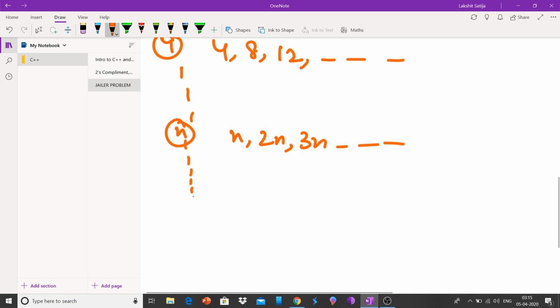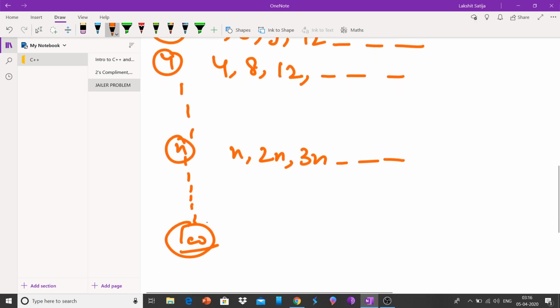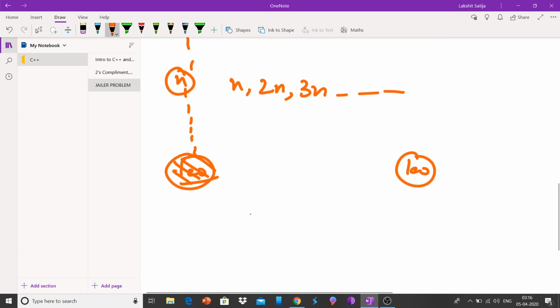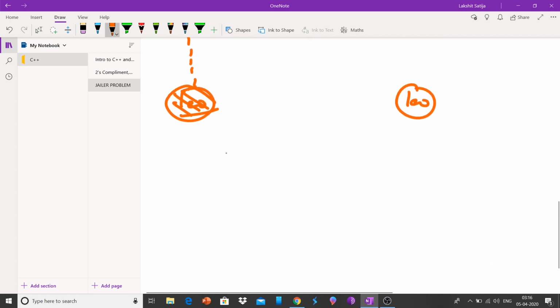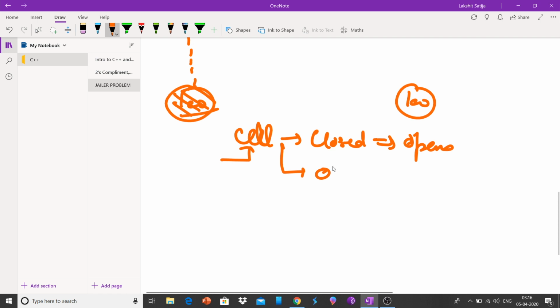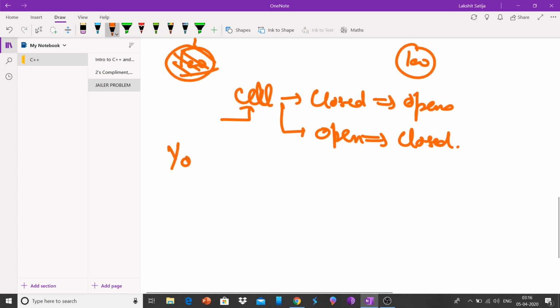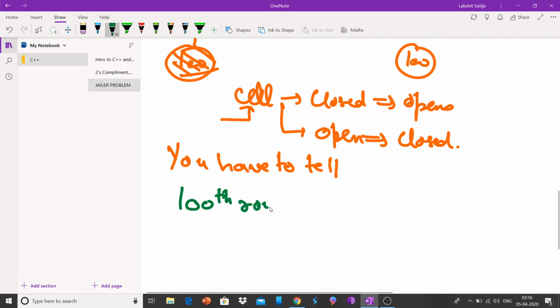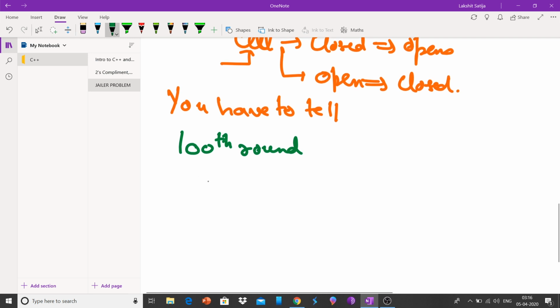He does it till he has done 100 rounds, and in the last round he will only go to the last cell, the 100th cell. Every time he reaches a particular cell, if the cell is closed, he opens it, and if the cell is open, he closes it. So you have to tell, after the jailer completes his 100th round, how many of the cells will be open.